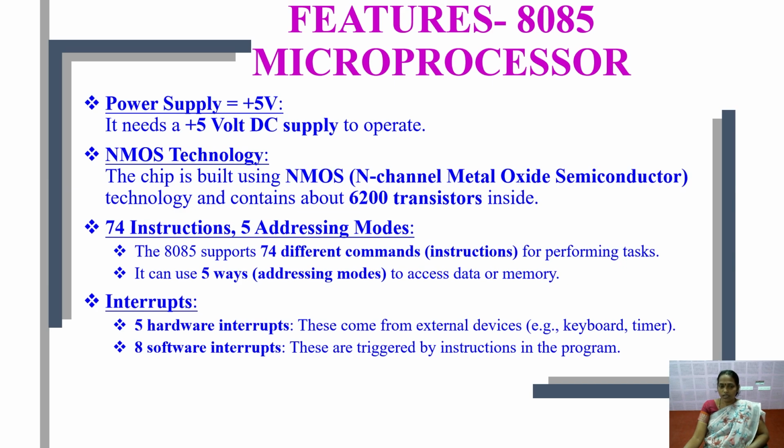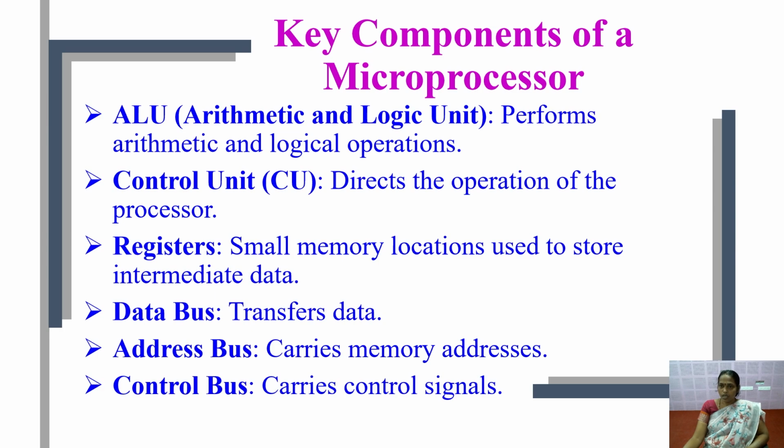Interrupts: there is an interrupt concept. It consists of 5 hardware interrupts and 8 software interrupts. The 5 hardware interrupts are basically used for external devices such as the keyboard and timer, and the 8 software interrupts consist of instructions used in the program. Next, the key components of a microprocessor are the arithmetic logic unit, control unit, and registers, and the data bus, address bus and control bus.